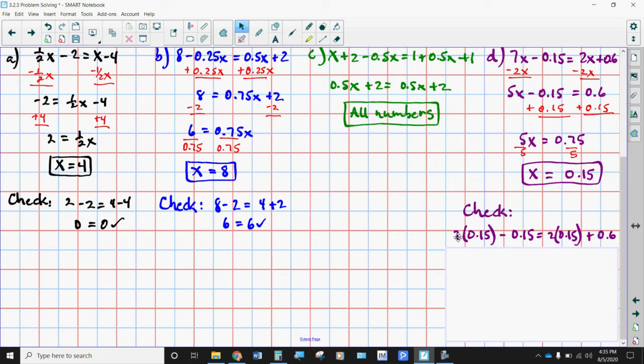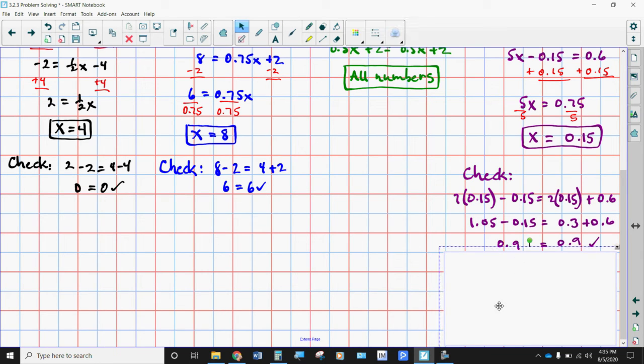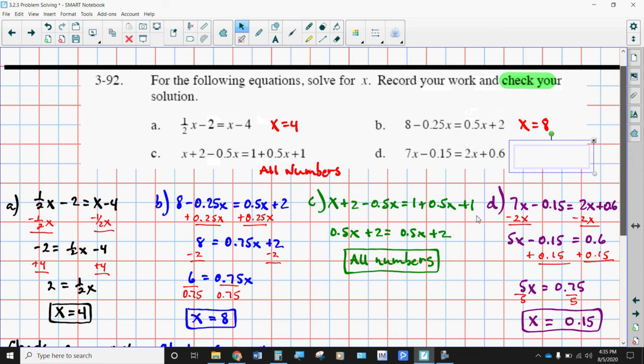You take 7 times 1500, and that's 1.05 minus 1500. And then here you got 2 times 1500, which is 3/10. You add 3/10 to 6/10, you get 9/10. You take away 1500 from 1 and 500, and you get 9/10. Those two are equal, which means we feel confident about our answer, and we declare our answer x is equal to 1500. Okay?